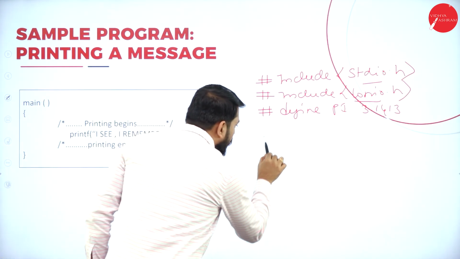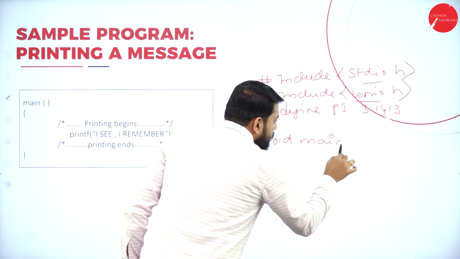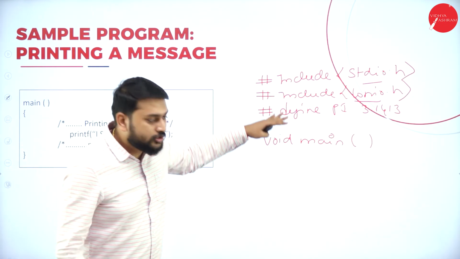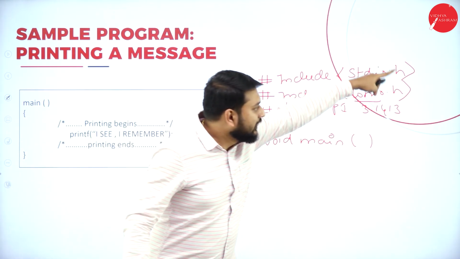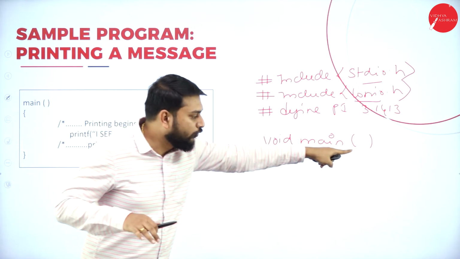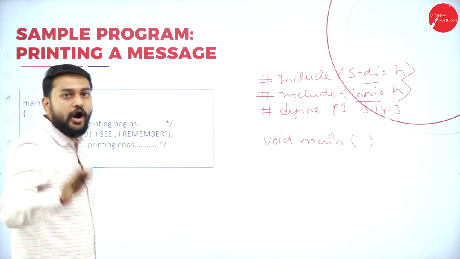So we learned void main. What have we learned? Void main. So void main parenthesis is not a statement. It is not a statement, that's why there is no semicolon here. So what is this? Main function. This is a function. So what is this void? So void is a return type.